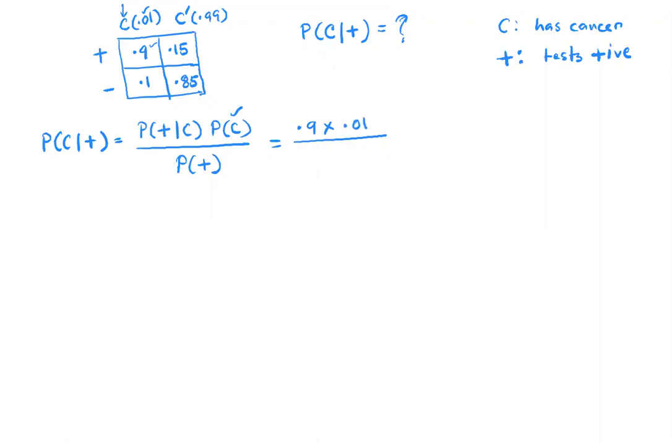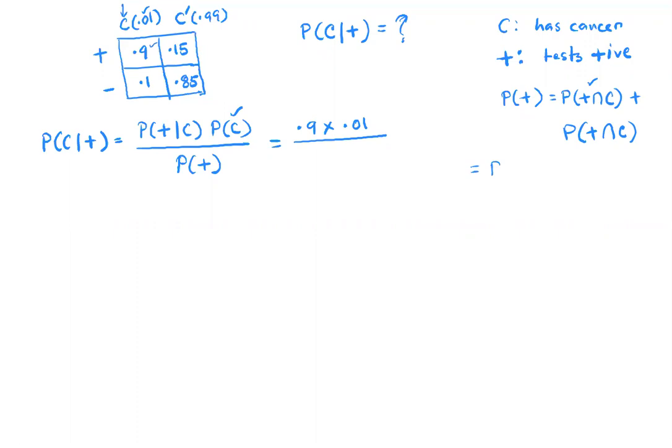Similarly, testing positive. So when can you test positive, or how can you test positive? You can test positive in two ways. You can test positive when you have cancer, that means testing positive and having cancer. And you can test positive when you do not have cancer. These are the only two ways you can test positive. So the first one, testing positive and having cancer.